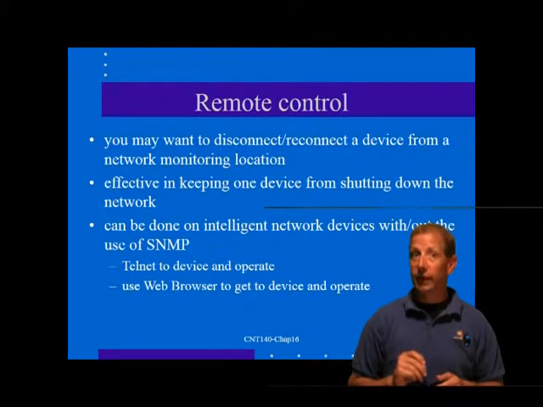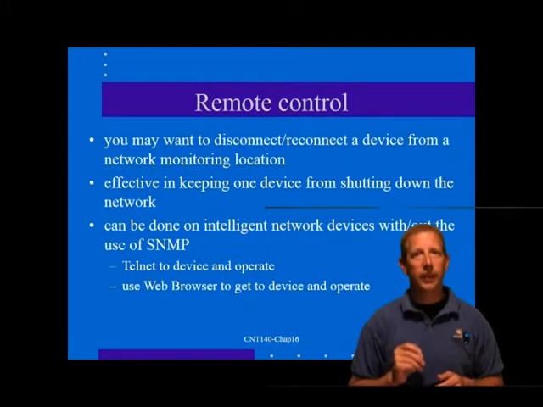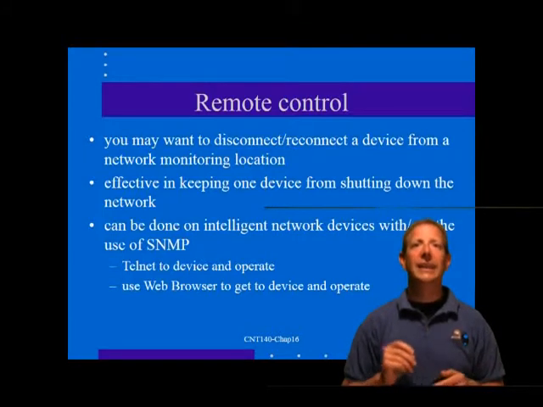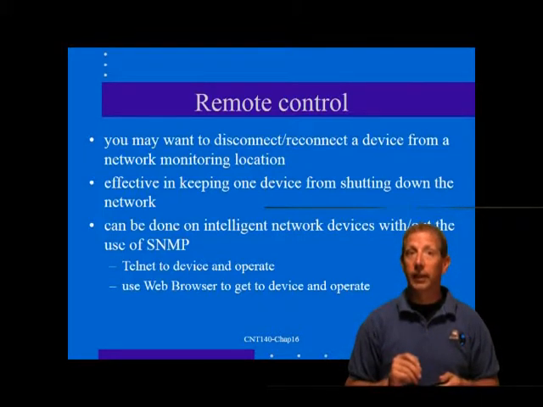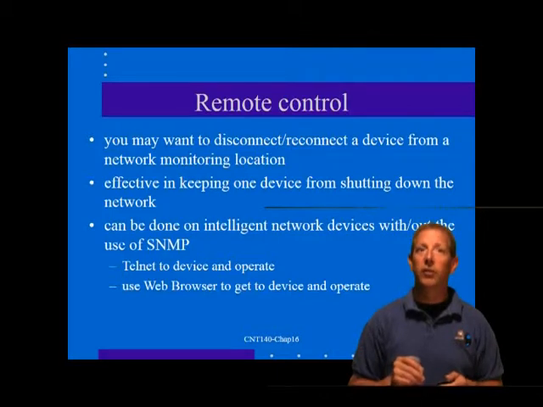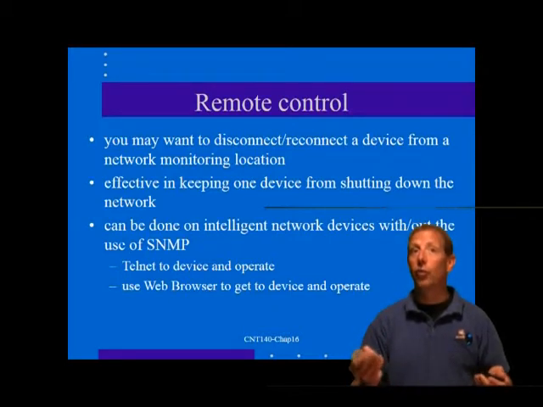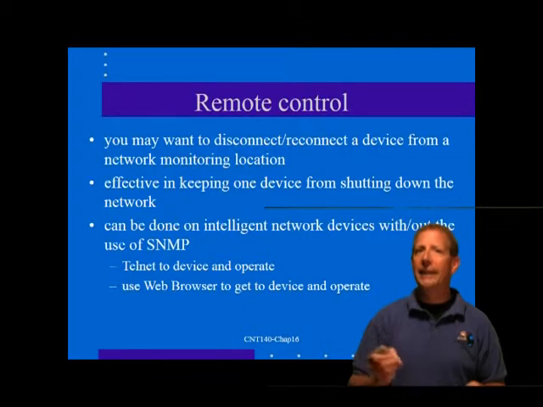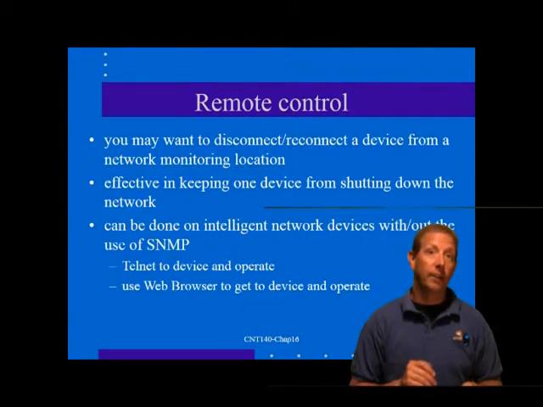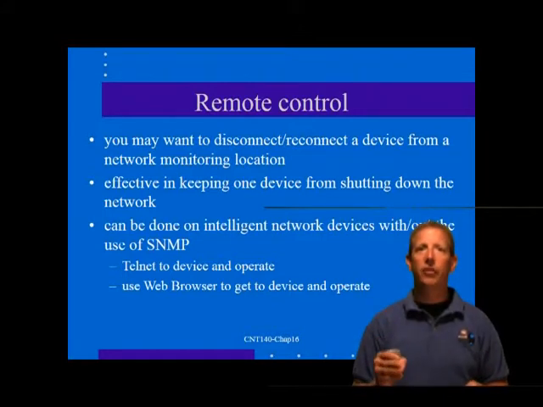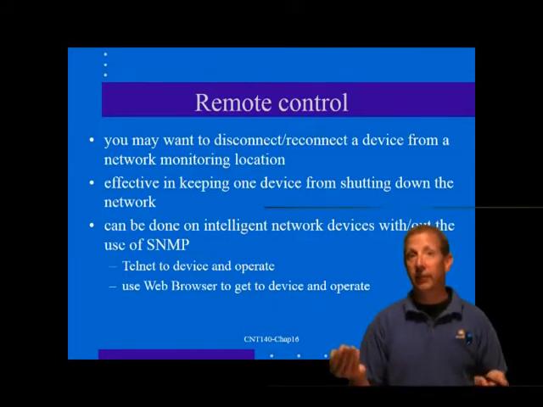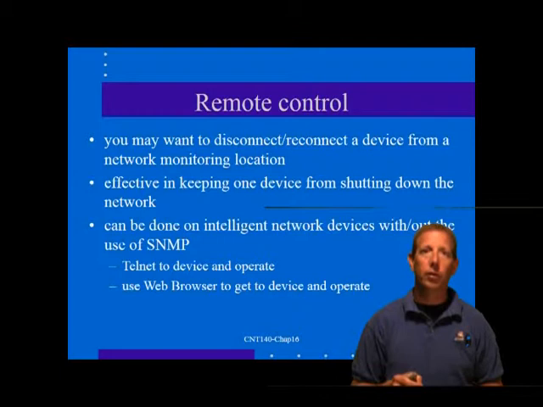Remote control of physical connections. In some circumstances, you may have a need for remote control of your physical network connections. For example, you might want to disconnect or reconnect a workstation from your network monitoring location. This can be effective in preventing a single workstation from causing a global network problem. Many intelligent hubs and similar devices can provide this remote control capability. The most common method is to use in-band signaling via SNMP or a proprietary protocol.